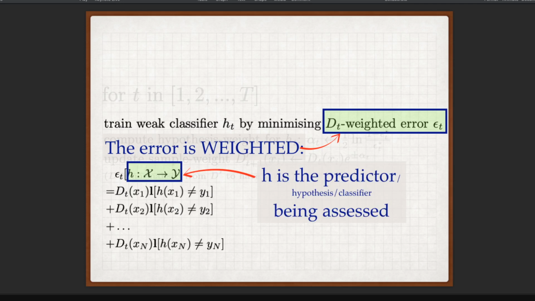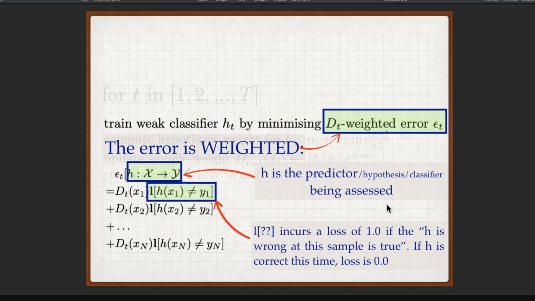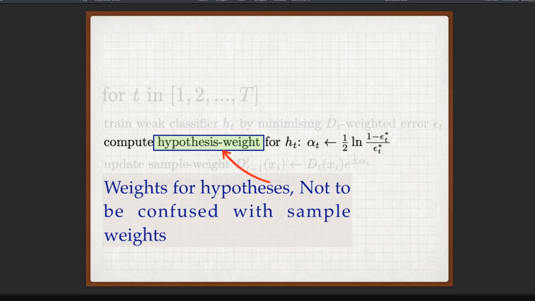So this explains the error term. I have mentioned that this means when there is an error, it returns 1, and this returned error is weighted by the sample weights. Okay. After we have the selected weak classifier, the selected base predictor on the reweighted sample, we need to weight these predictors according to their performance on the sample set they have been trained on.